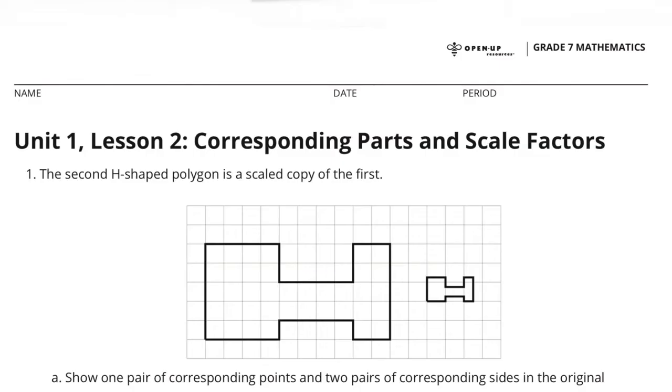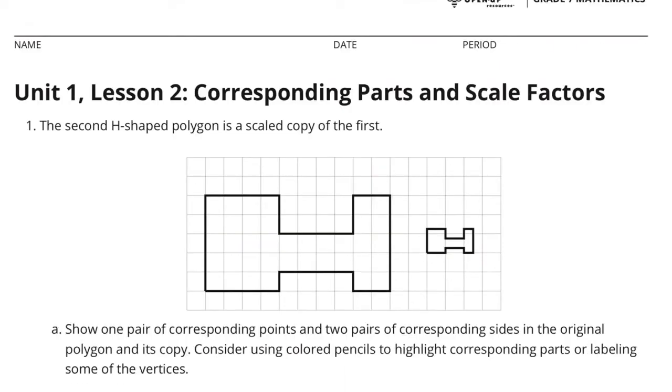Unit 1, Lesson 2. Corresponding parts and scale factors. Number 1. The second 8-shaped polygon is a scaled copy of the first. A. Show one pair of corresponding points and two pairs of corresponding sides in the original polygon and its copy. Consider using colored pencils to highlight corresponding parts or labeling some of the vertices.